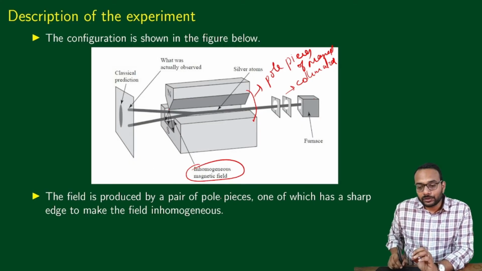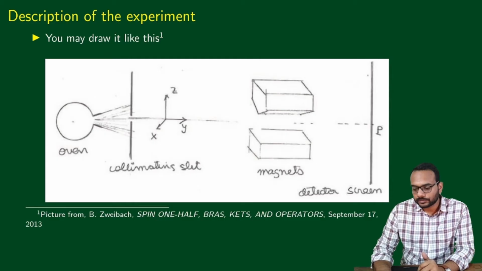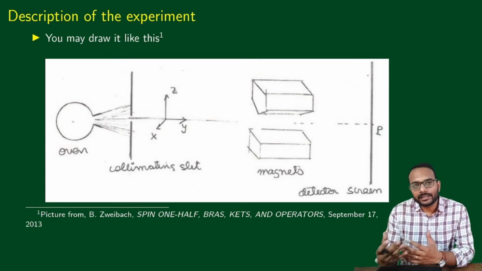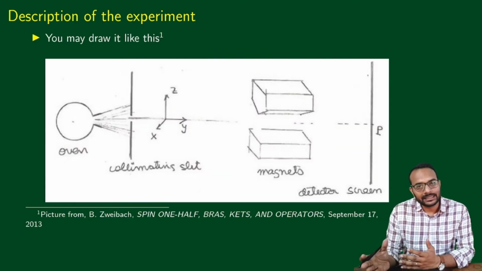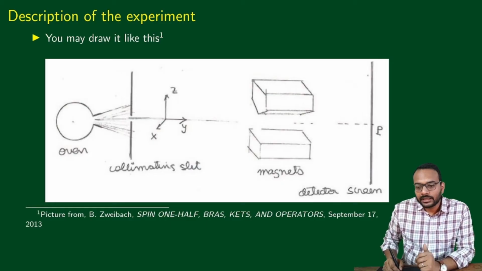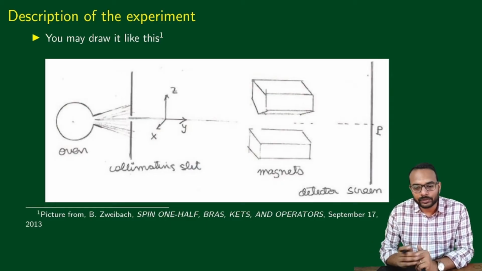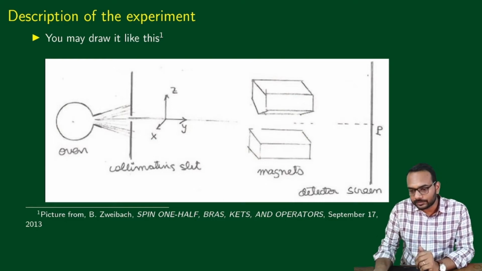The field is produced by a pair of pole pieces, one of which has a sharp edge to make the field inhomogeneous. If you find it difficult to draw it exactly as shown in this picture, you can draw it just like this. This is a good representation of the experimental arrangement. Since my own drawing skills are rather poor, I have taken this picture from these lecture notes, so you can find it there.